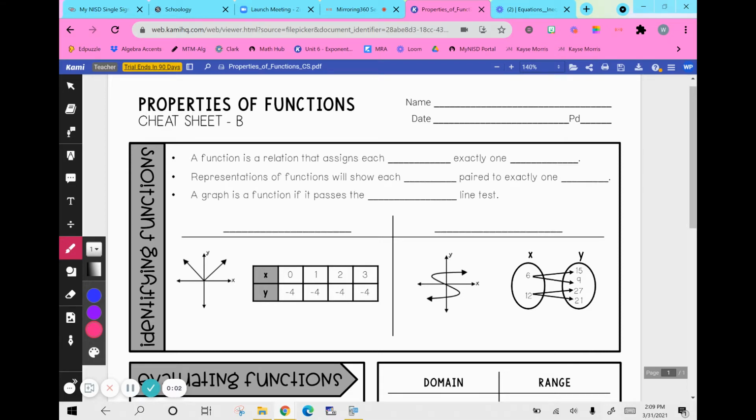Welcome back to our EOC review. Today we're going to focus on properties of functions.